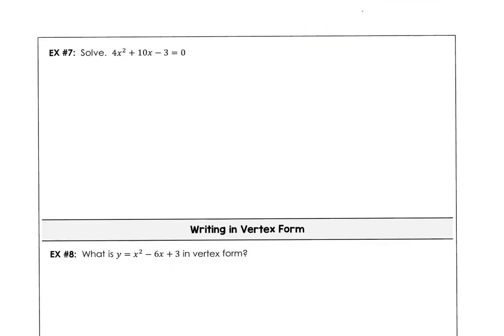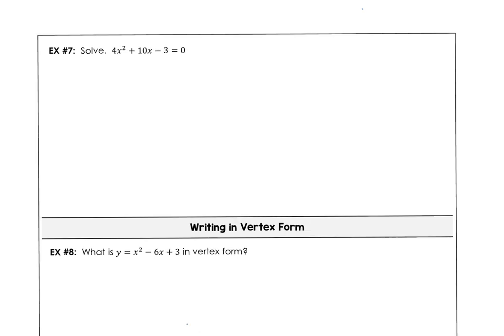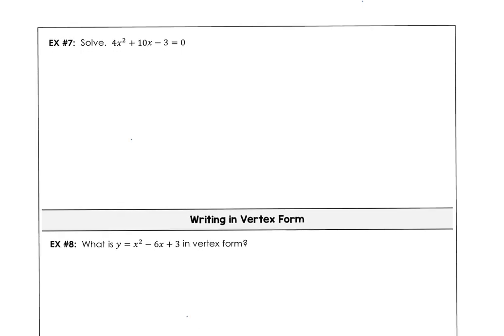Here's one that's really tricky. So first thing, divide through by 4. We need to get rid of the leading coefficient. That's going to give us x squared plus 10 over 4 x minus 3 over 4. But remember, I want to complete the square, so I'm going to add the 3 over 4 and get ready to complete the square. So put your thinking cap on.